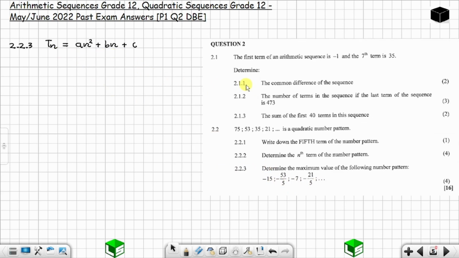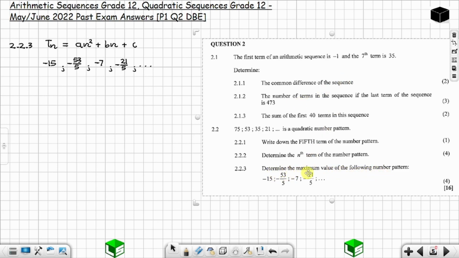Okay, so this is the pattern that you are given. You are given negative 15, and you have negative 53 over 5, and you have negative 7, and you have negative 21 over 5, you can see, and so on. Okay, we need to get the general term first, and after getting the general term, we can now determine the maximum value of the number pattern. Okay, let me close this. We are going to determine the maximum value of this number pattern.